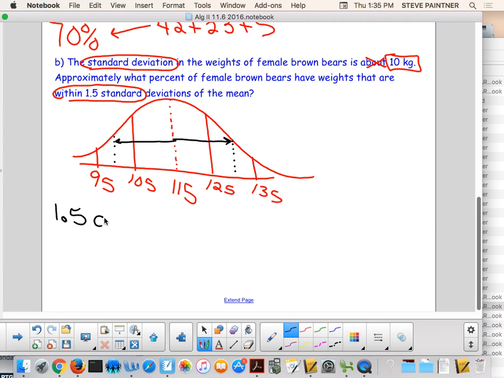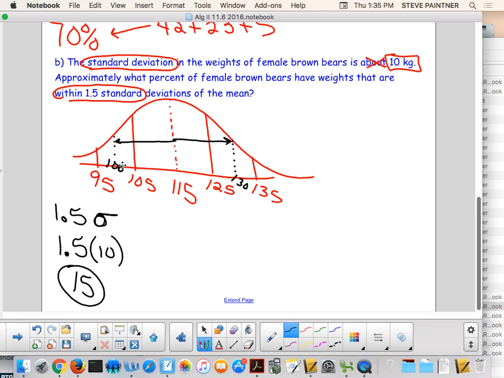1.5 standard deviation. People that missed yesterday, People that were here, what is it called? Sigma. It's a Greek letter. Sigma stands for standard deviation. Okay, what is your standard deviation? 10. So doesn't this really say 1.5 times 10? So how far am I moving? 15. So if I say 1.5 standard deviation, it means 15 that way, 15 that way. So you'd end up right about at 115, 15 more, 130, and 15 back, 100.